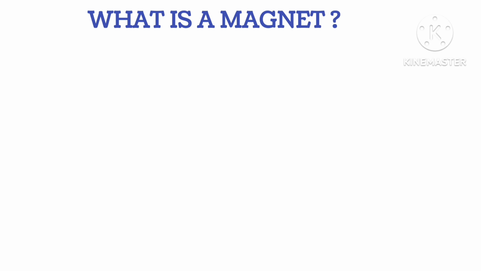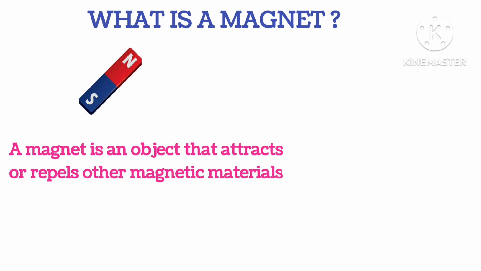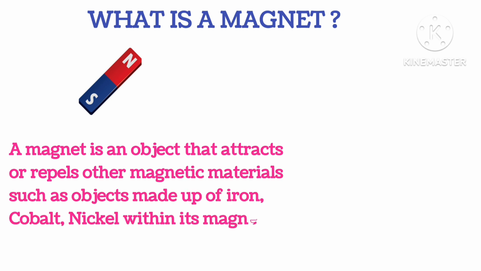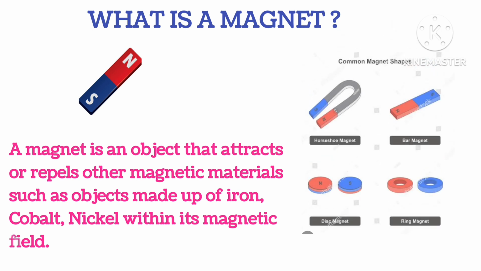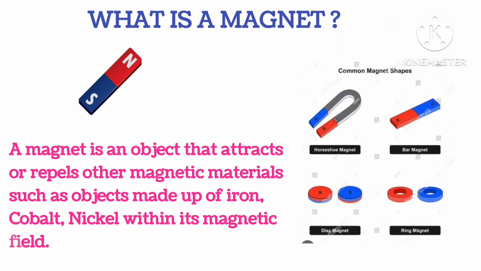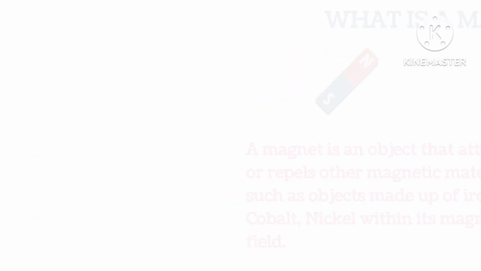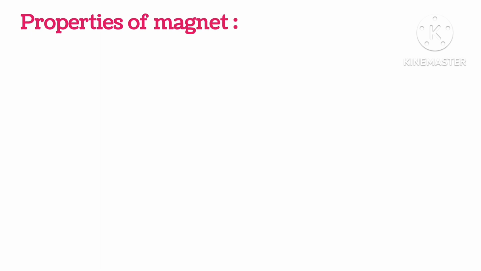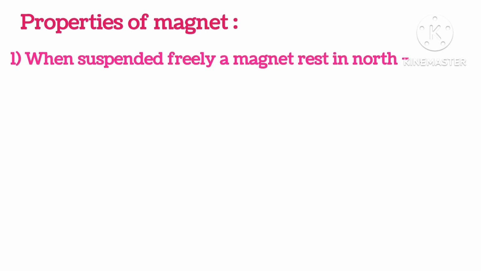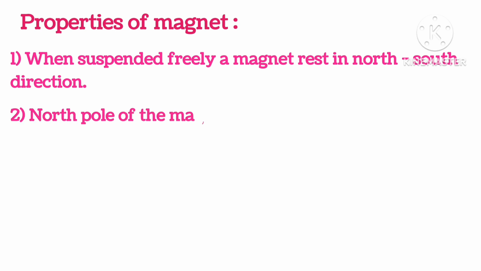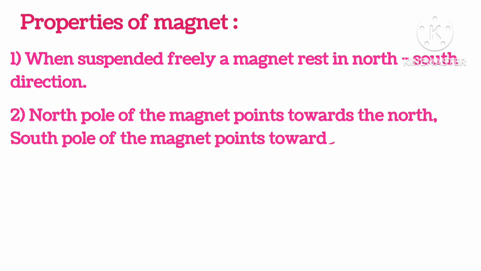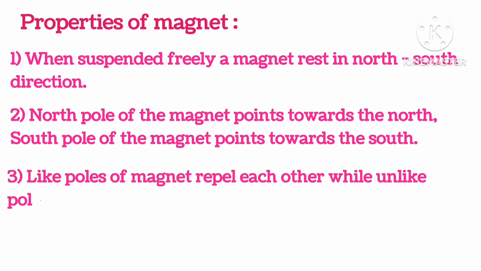What is a magnet? A magnet is an object that attracts or repels other magnetic materials such as material made of iron, cobalt, nickel with magnetic field. As you can see in the picture, there are many types of magnet: horseshoe, bar, disc or ring magnet. Properties of magnet. When suspended freely, a magnet rests in north and south direction. North pole of the magnet points towards the north and south pole of the magnet points towards the south. Like poles of magnet repel each other while unlike poles attract each other.